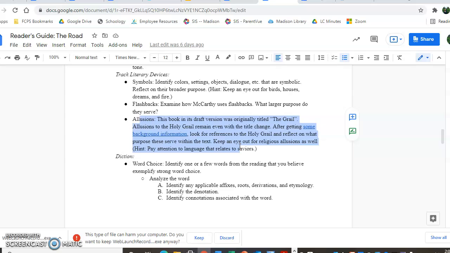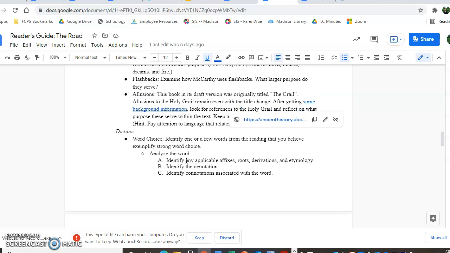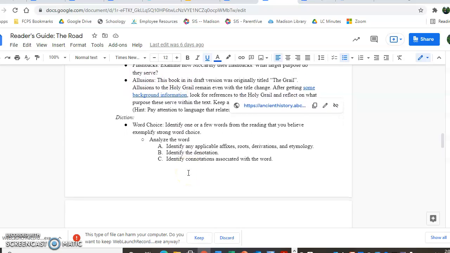There are some allusions to the Holy Grail, and based on students' background knowledge, I did include a link to an article. It's a short article, just a few paragraphs long, that gives a little bit of background into King Arthur's legend. But like I said, we'll talk about this more in class.